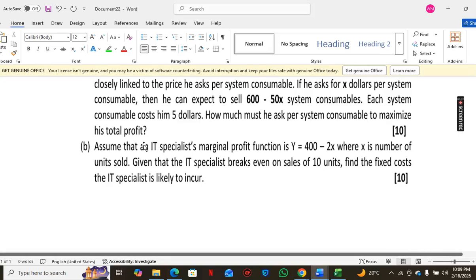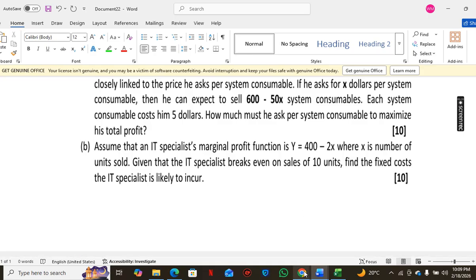Assume that an IT specialist's marginal profit function is 400 minus 2x, where x is the number of units sold. Given that the IT specialist breaks even on sales of 10 units, find the fixed costs the IT specialist is likely to incur.